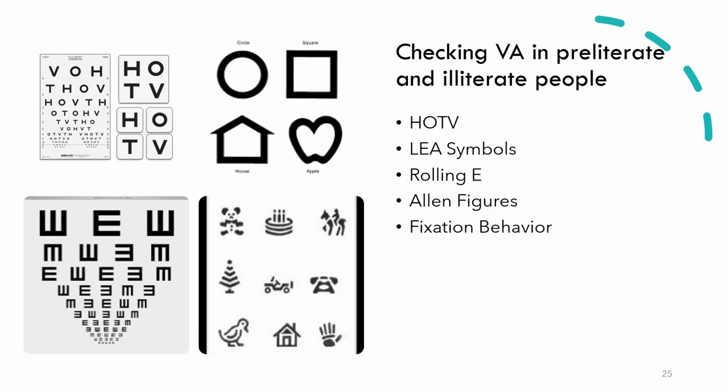There's also fixation behavior. Fix and follow methods are often used with infants. You usually hold a brightly colored toy in front of them to assess if they can fixate on the object, and then you move it around to see if they can follow it.